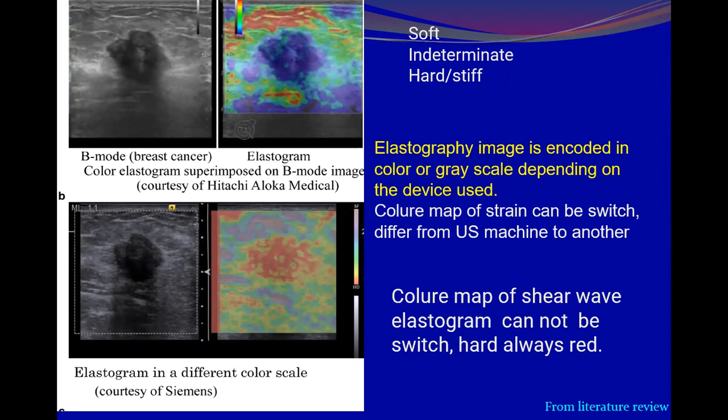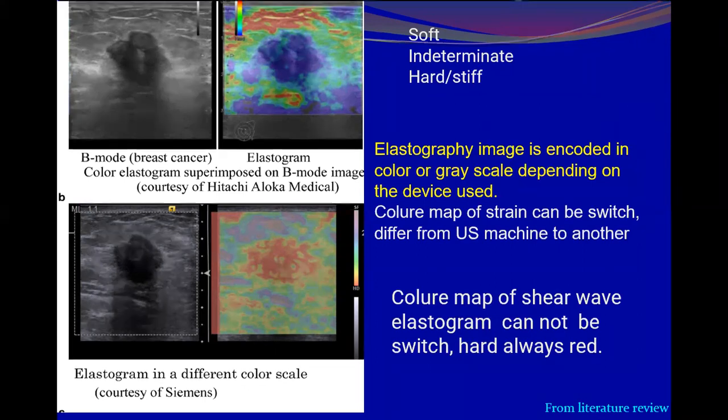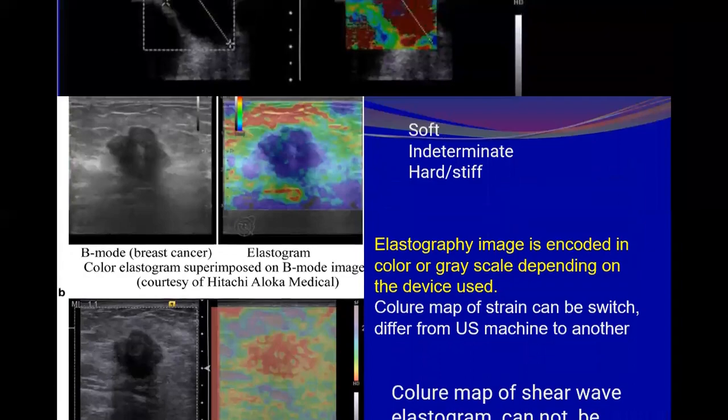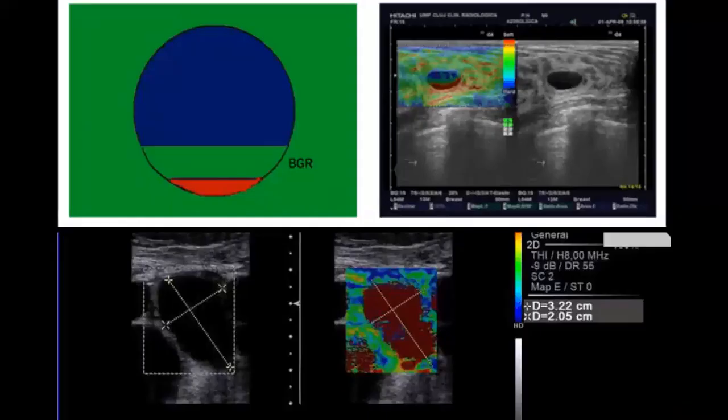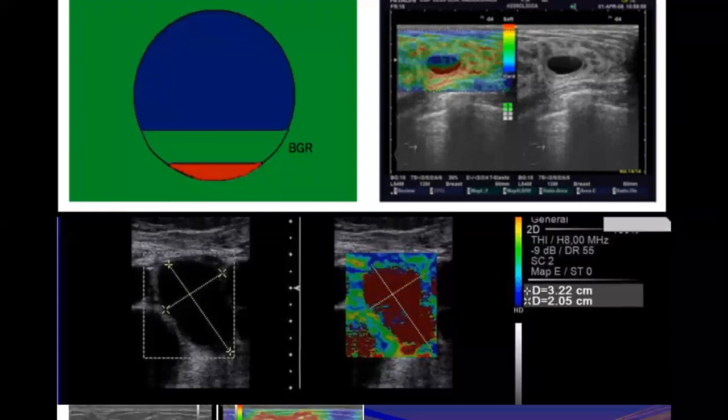But for shear wave elastography, it is not. They are not different anywhere in the world. They are using red in shear wave to reflect the hard or stiff lesions. If you see red and it is not stiff, that means this is not shear wave elastography. You got the point, okay?